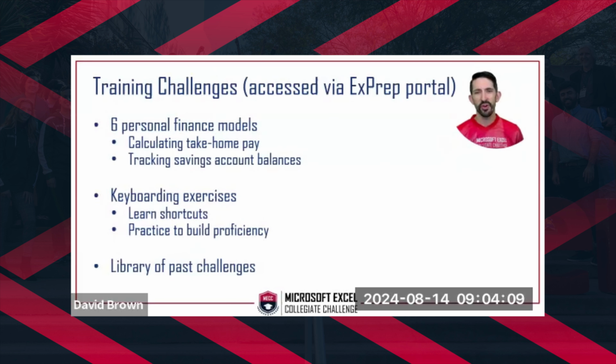The first way we do this is through the training challenges. These are online via the XPrep portal. If you haven't signed up for the MECC yet, that's your first step. When you click sign up, you'll see a drop down for college students, high school students, faculty and staff, which most of you probably fall under, or other. We want to be open and accessible to anybody, so just put yourself in there as a student or as faculty or staff. And you can come in and access the materials via the XPrep portal. That's where you can get all the models.